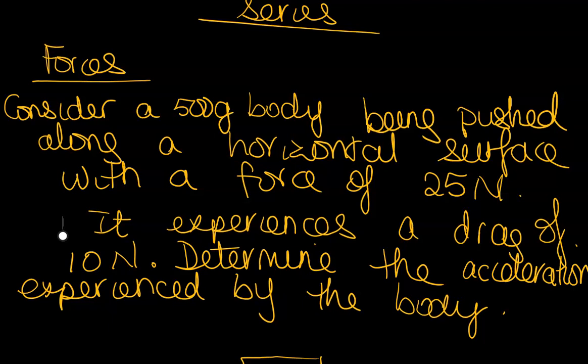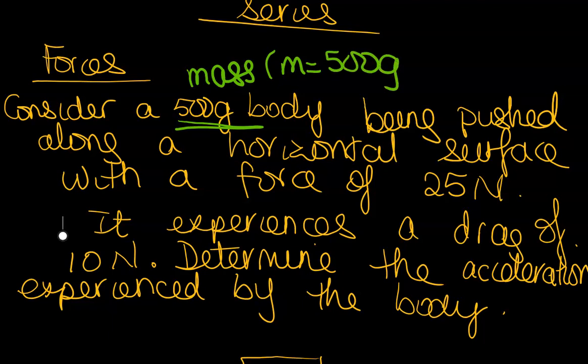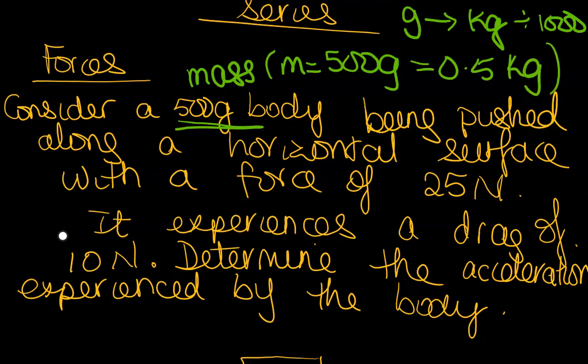So consider a 500-gram body. The first thing is, what does this 500-gram body represent? This represents a mass. So M is 500 grams. Now, many times in physics, we like to work in SI units. So the SI unit for mass is kilograms. I convert from grams to kilograms by dividing by 1,000, which gives me 0.5 kilograms.